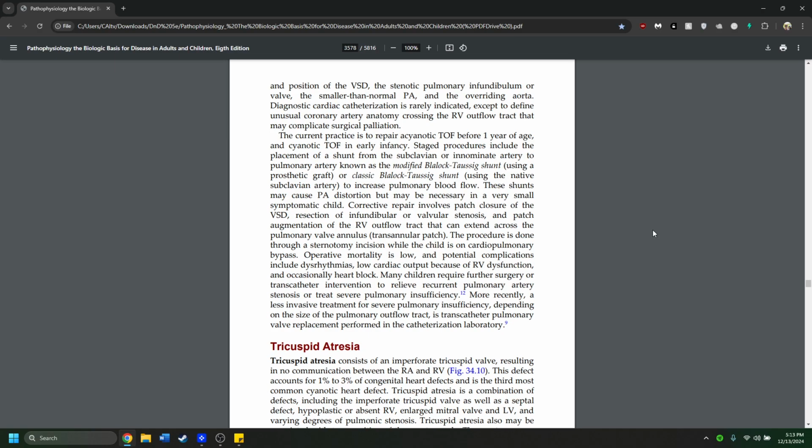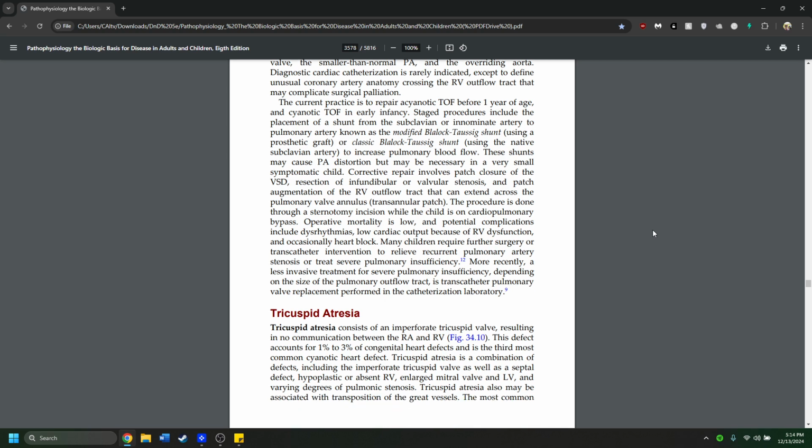Many children require further surgery or transcatheter intervention to relieve recurrent pulmonary artery stenosis or treat severe pulmonary insufficiency. More recently, a less invasive treatment for severe pulmonary insufficiency, depending on the size of the pulmonary outflow tract, is transcatheter pulmonary valve replacement, performed in the cardiac cath lab.